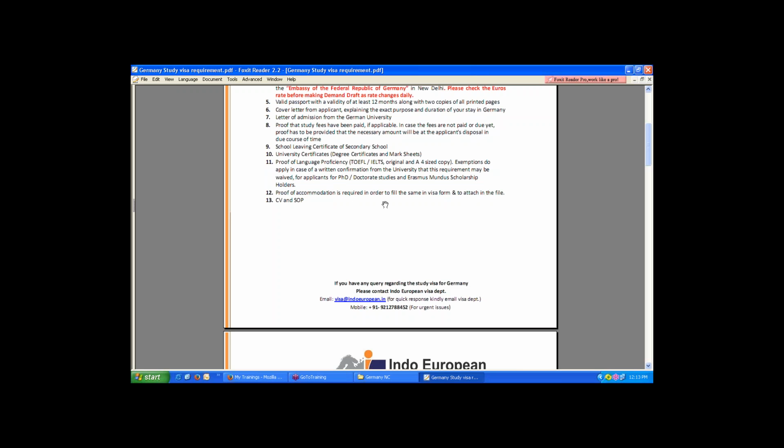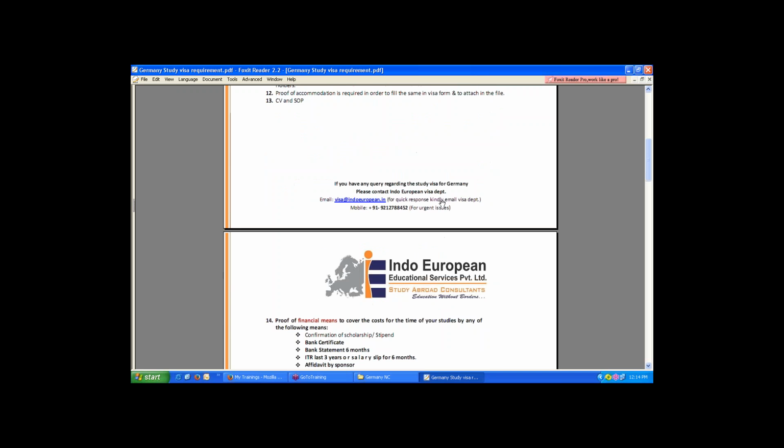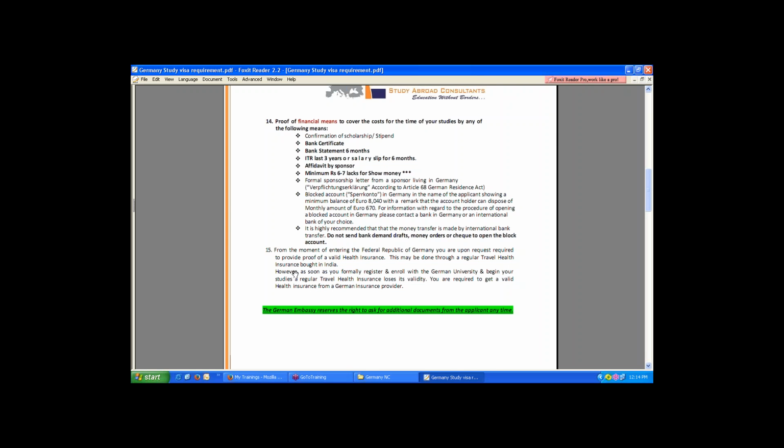Proof of accommodation is required in order to fill the visa form and to attach to the visa file. So basically, accommodation confirmation is required from the university end. CV and SOP. The student will have to present the CV by themselves. The SOP as well, the student will have to prepare by themselves. The visa department will check whether the SOP is correct or not. In case of any incorrect information, the visa department will correct that and present a new and updated SOP for the student in the embassy.